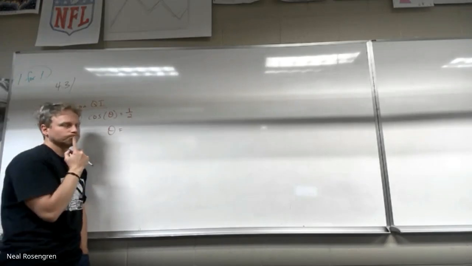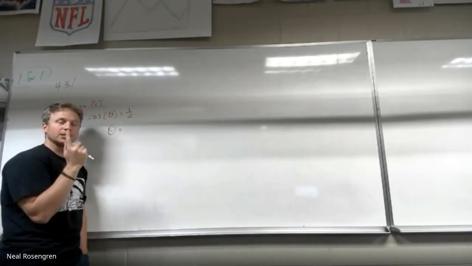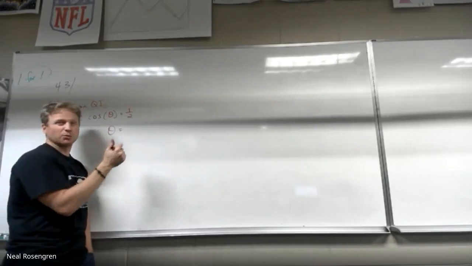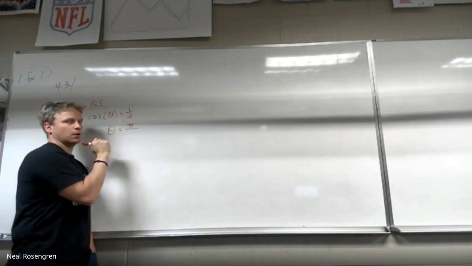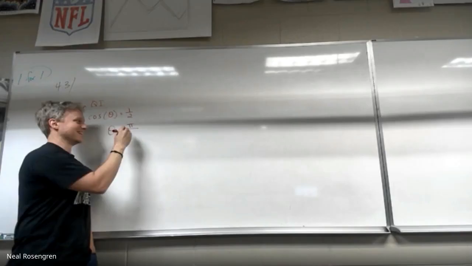45. 60 degrees. 60 degrees, and let's stick with radians. What's the radian version of that? Pi over 3. Nice, good.